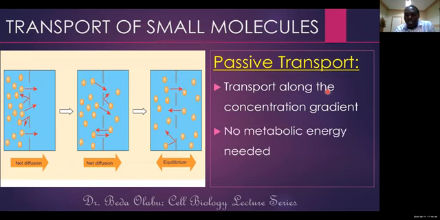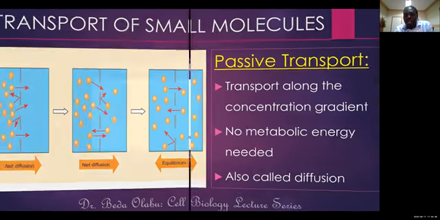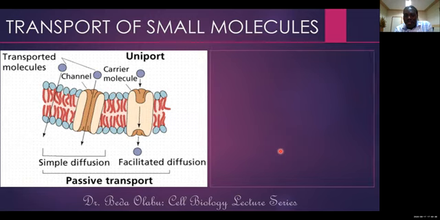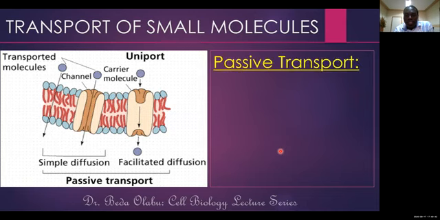So it means that in passive transport, metabolic energy is not really required because the movement is along the gradient. So there is no need for metabolic energy. This is also called diffusion. This is what we call diffusion in high school. But today, I want us to elaborate on this passive transport further and have some better understanding of the mechanisms that are present in passive transport.